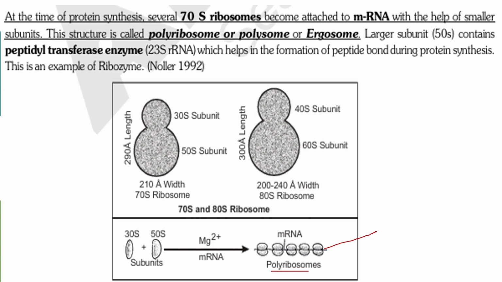This structure is called polyribosomes. So first the smaller subunit gets attached with the mRNA and then the larger subunit gets attached. This structure is also known as polysome and ergosome.